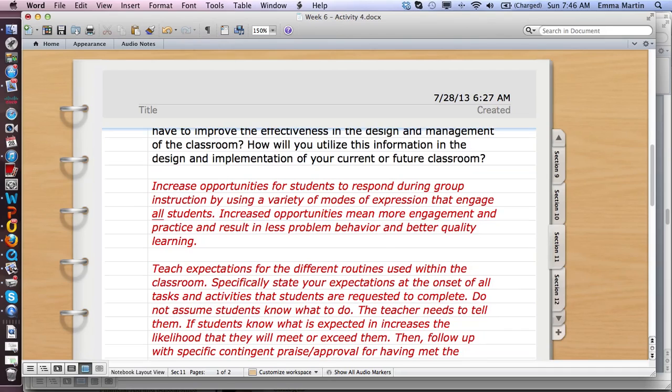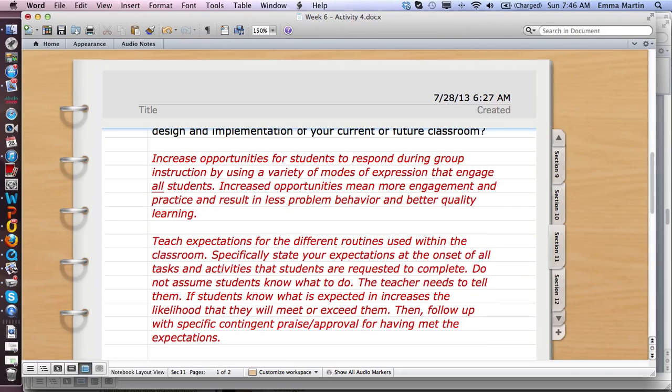The other thing that we could talk with Ima about is teaching the expectations for the different routines used in the classroom. She needs to specifically state what her expectations are at the onset of all tasks and activities that the students are requested to complete. She'll tell students to go to work, and then when the noise begins to erupt, then she scolds them and they will temporarily quiet down, and then we start the cycle over.